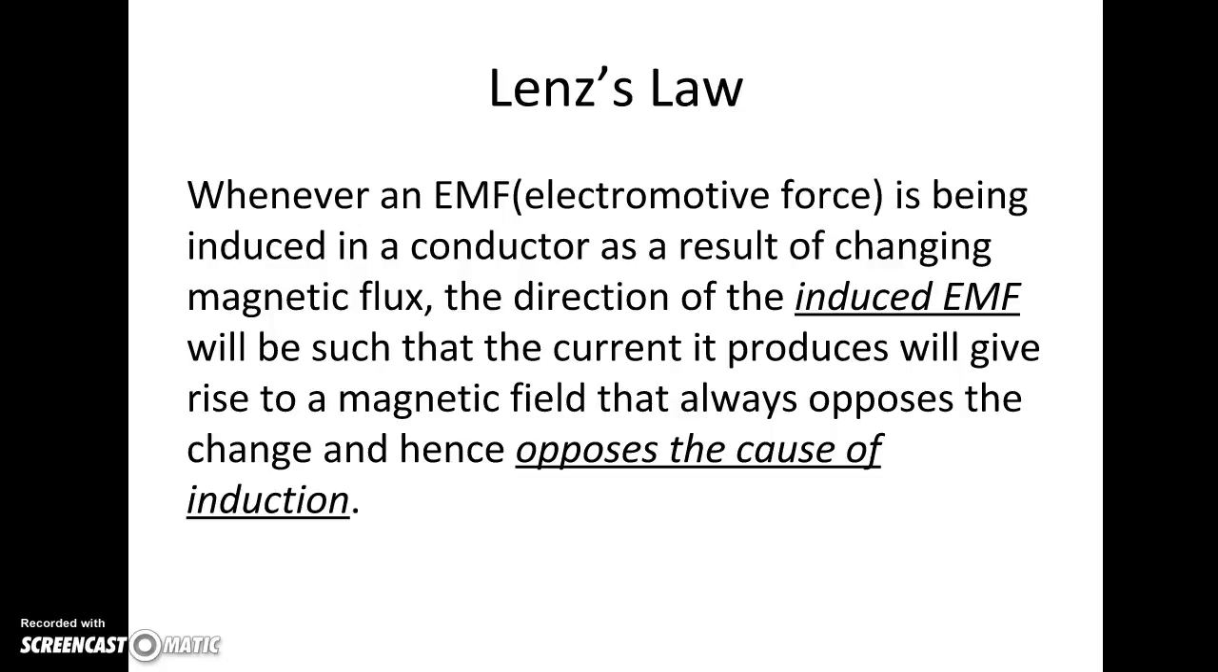So his law was whenever an EMF, an electromotive force, is being induced in a conductor as a result of changing magnetic flux, the direction of the induced EMF will be such that the current it produces gives rise to a magnetic field that always opposes the change and hence opposes the cause of induction. So that's really wordy and a bit long-winded. So what that means is if we induce a current, that current will be produced in a direction to try and oppose the initial change. So whatever change you make, that induced current will try and oppose that change.